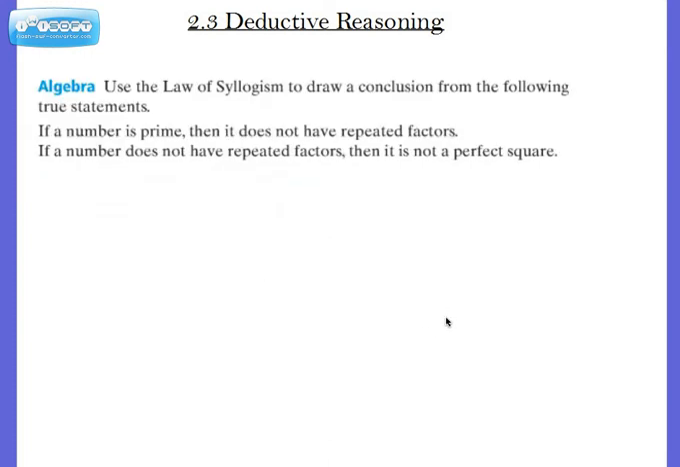So, we're going to use the law of syllogism to draw a conclusion from the following true statements. So again, we got two true statements, and then we're going to figure some stuff out from that. If a number is prime, then it does not have repeated factors. And then also, if a number does not have repeated factors, then it is not a perfect square. So the big thing here is that with the law of syllogism, we have if-then, if-then. You're going to have two if-then statements.